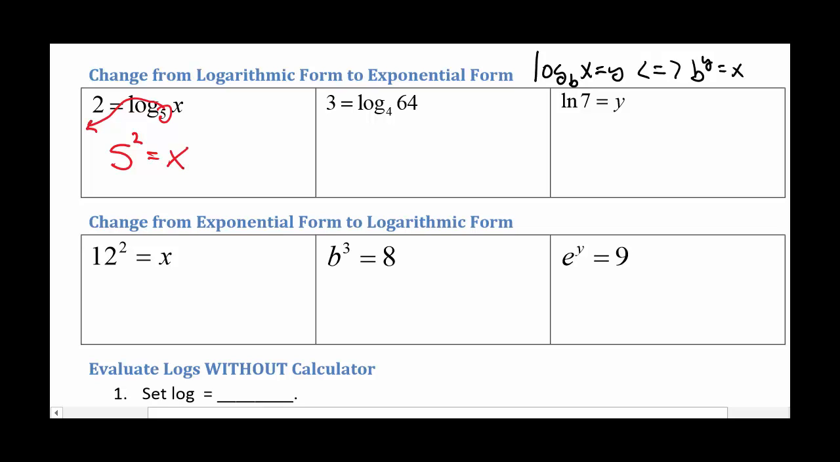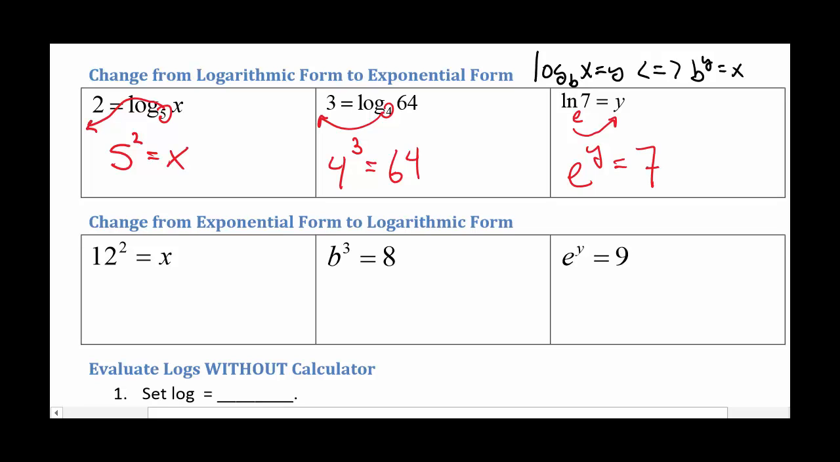And for right now, for this activity, that's good enough. I know 5 squared is 25, but the point is we're just converting from one form to the other. Okay, what about log base 4 of 64 equals 3? We're going to take this and slide it underneath. So 4 cubed equals 64. Ln of 7 equals y. We don't see a base, but it's understood that it's base e. So we slide that underneath. So e to the y equals 7.